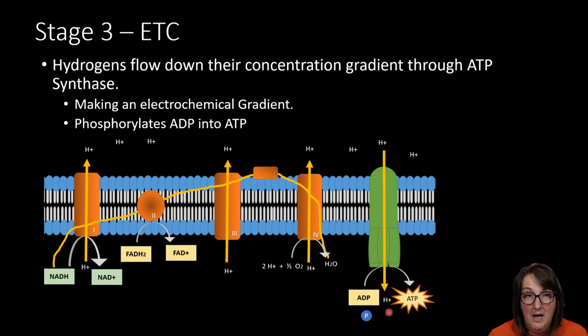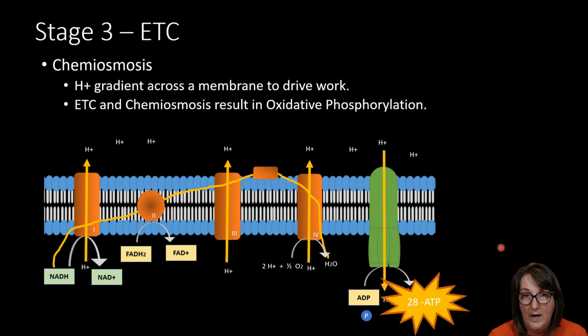So this is what we call chemiosmosis. I have a hydrogen gradient across a membrane. And so this is going to create a gradient of hydrogen protons for me to go through here. So the ETC, this right here, and chemiosmosis, this hydrogen gradient, is going to result in oxidative phosphorylation. So I'm going to phosphorylate these phosphates onto ADP to make ATP. And look at the ATP I make with that. I make a lot. I'm making up to 28. So it's 26 to 28 is kind of what you're making.